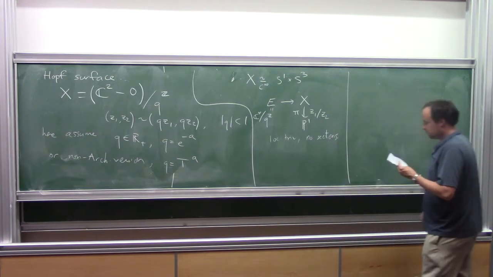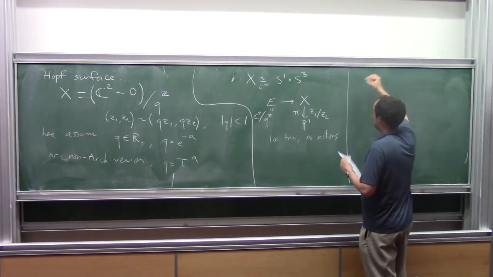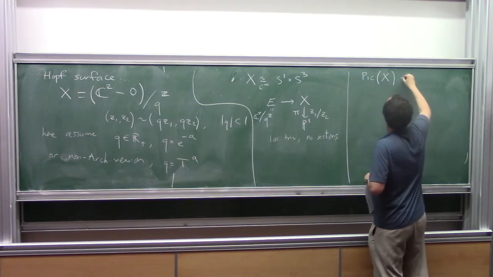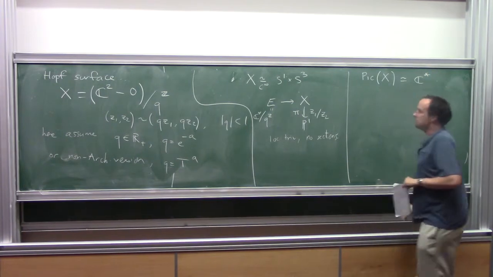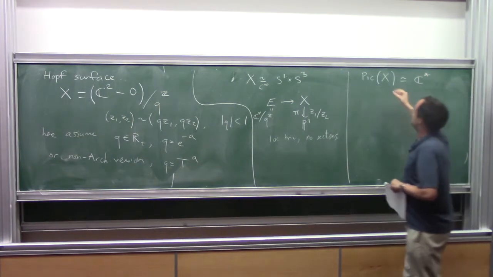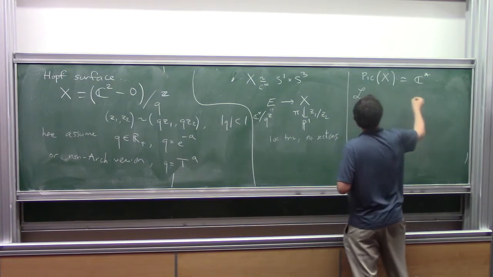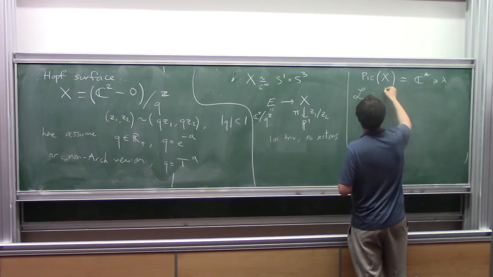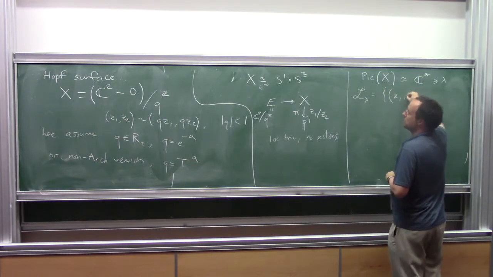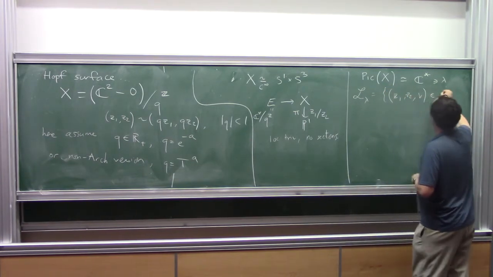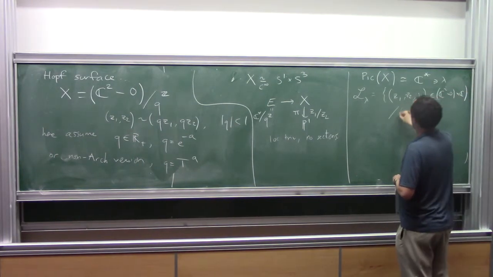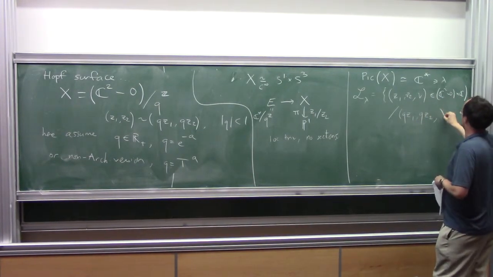Okay. And the thing that you might want to keep in mind is, what kinds of line bundles does this thing have? The Picard group looks like C star, and the reason is, you can build a line bundle, call it L_lambda, for a non-zero complex number lambda. I can build a line bundle by looking at (z1, z2, v), starting from the trivial line bundle, and then you quotient by: when you multiply z1 and z2 by q, you multiply v by lambda.